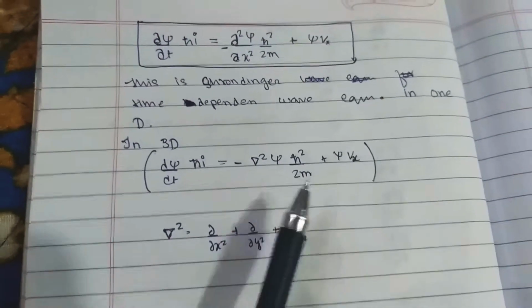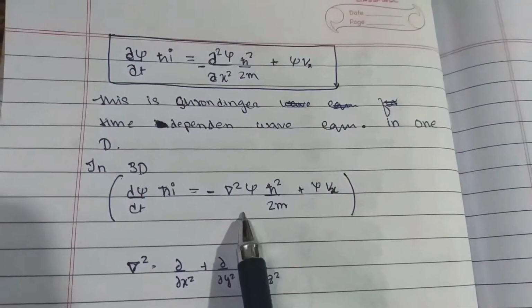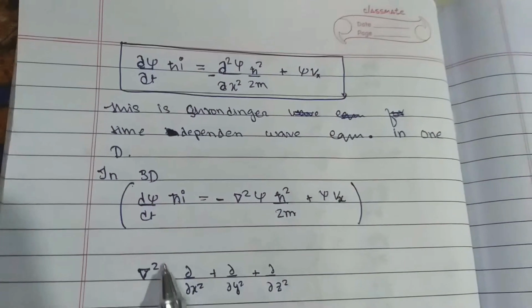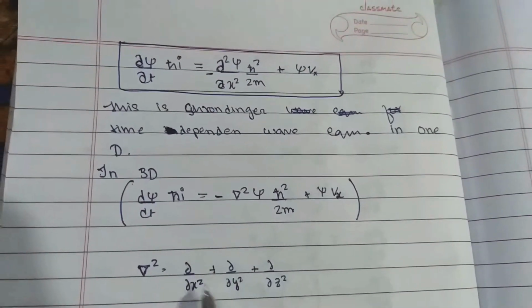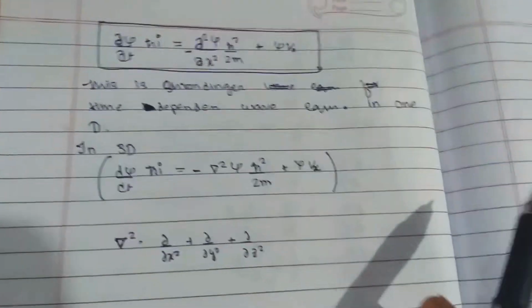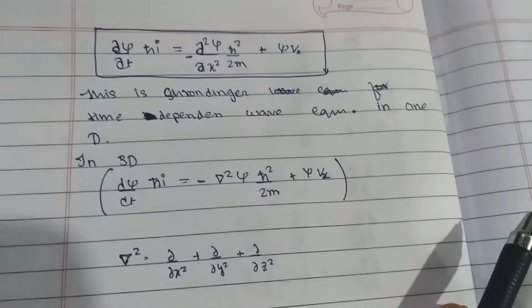If you want it in 3D, we can just replace this with del square, because it is like this in all dimensions, so we can get it in all dimensions. So this is the derivation of the Schrodinger time-dependent equation.